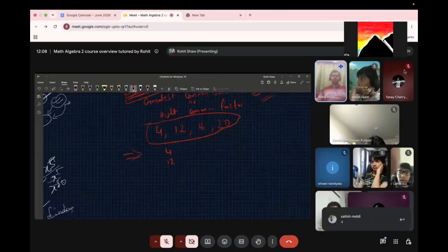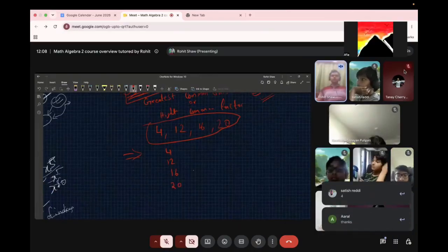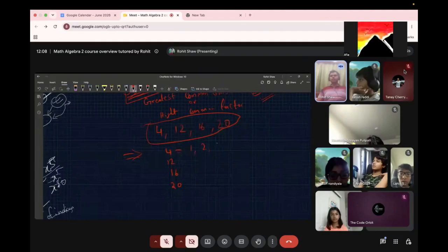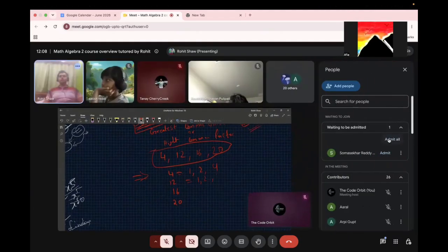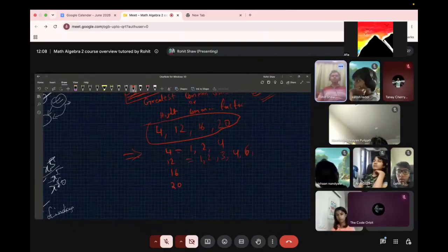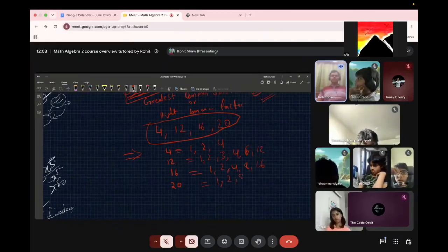So you guys are pretty much aware of this topic. I don't know if all are aware. So 4, 12, 16 and 20. The factors of 4, I'll quickly do: 1, 2 and 4. Factors of 12 are 1, 2, 3, 4, 6 and 12. Factors of 16 are 1, 2, 4, 8, 16. Factors of 20 are 1, 2, 4, 5, 10 and 20.